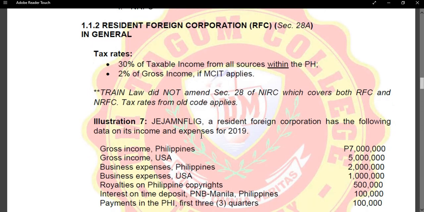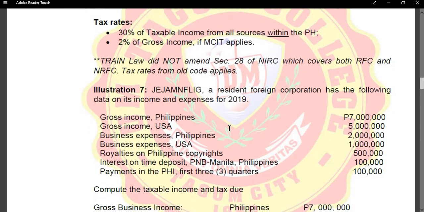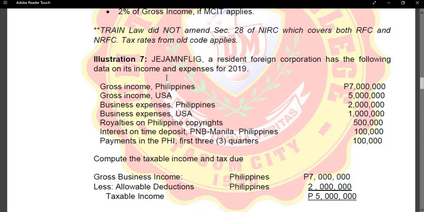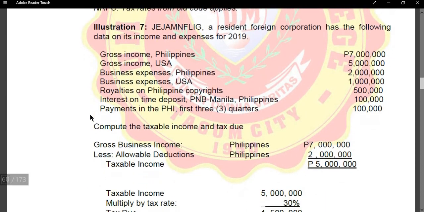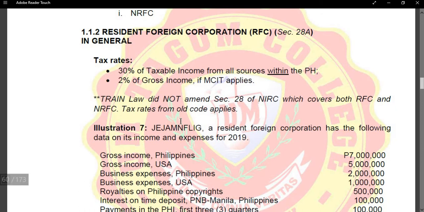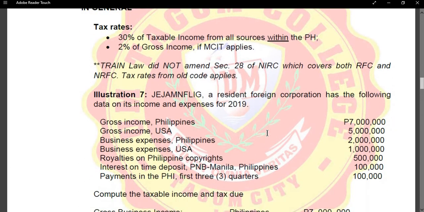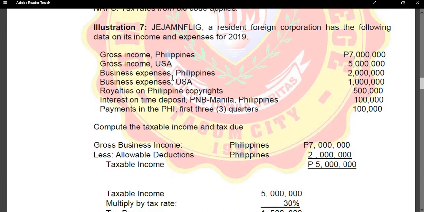Illustration number 7. The corporation is a resident foreign corporation, has the following data on its income and expense for 2019. So, ayun, ito yung income and expense for 2019. So, compute the taxable income and tax due. Of course, because the corporation is a resident foreign corporation, we only tax those income within the Philippines. Okay? So, not included gross income from USA.